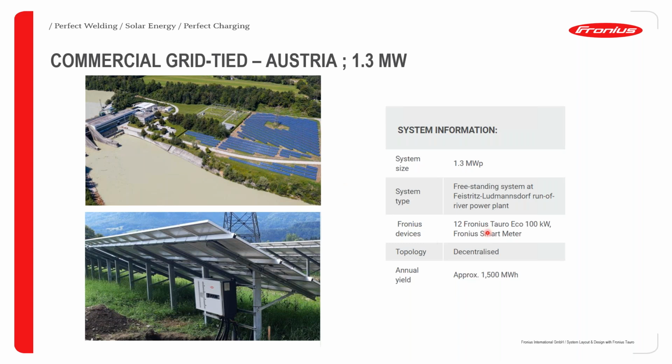In this system, there were 12 Fronius Tauro Eco 100 kilowatt units with a Fronius smart meter. These inverters were the decentralized inverters, so the D version. As you can see with the D version, in this particular example, we mounted this Tauro inverter directly underneath the PV modules. We actually used the PV module structure to hold up the Tauro as well. The reason you can do this is because the Tauro is IP65 rated, so you can install it indoors or outdoors. It can take high ambient temperatures, that's not a problem, and it can also take direct sunlight.